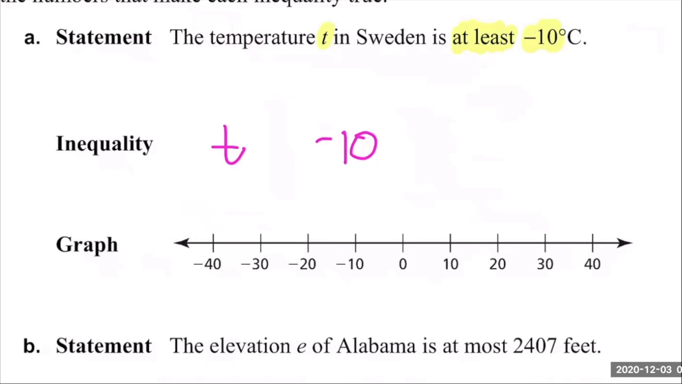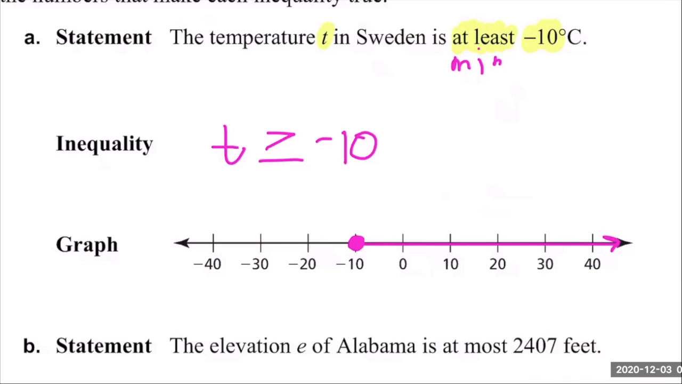There's so many different things that use at least, and at least refers to the minimum. So that means we can't have anything less than that. And so minimum means you can be that amount, but you can't be anything less. So that means you have to be greater than or equal to. And so since we just said that you can have that amount, you're going to use a closed circle on your number line.